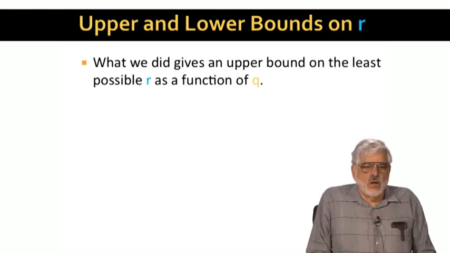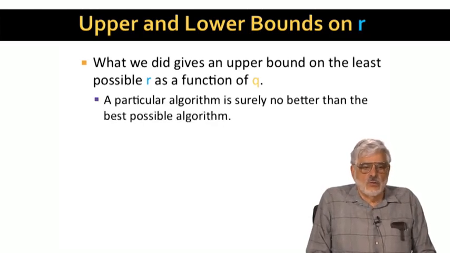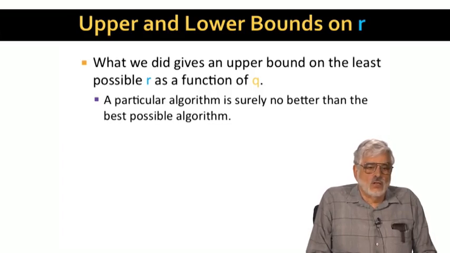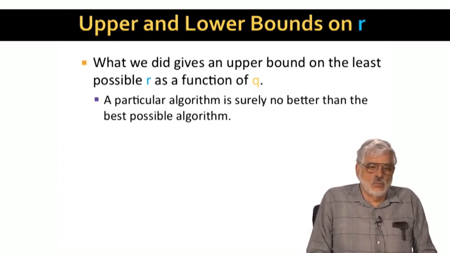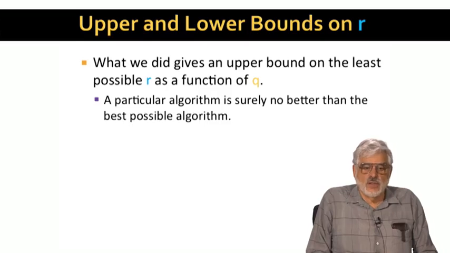What we saw so far can be interpreted as an upper bound on the best possible replication rate for any reducer size. In general, when we give an algorithm and analyze its replication rate in terms of Q, we get an upper bound on the smallest possible R for that Q. Surely the smallest R cannot be greater than the actual R we get from the algorithm.